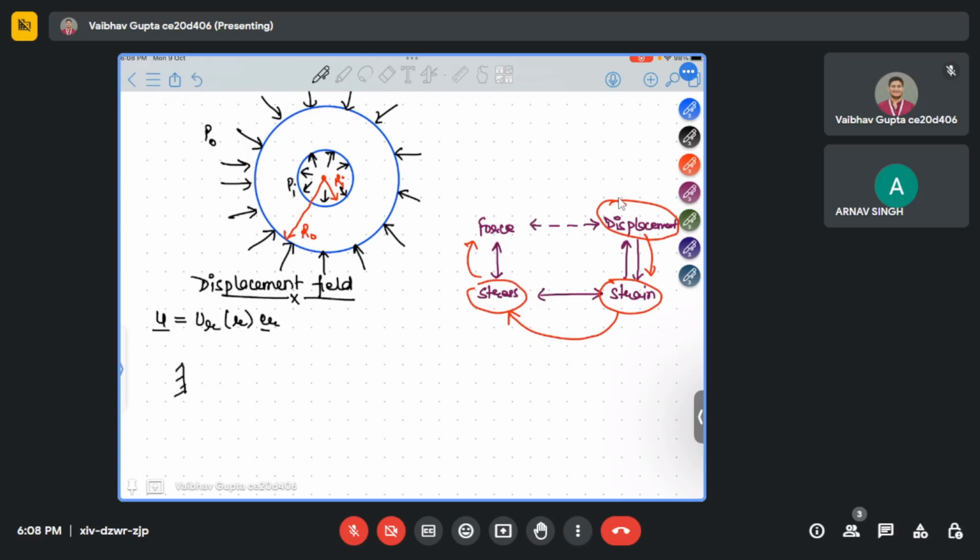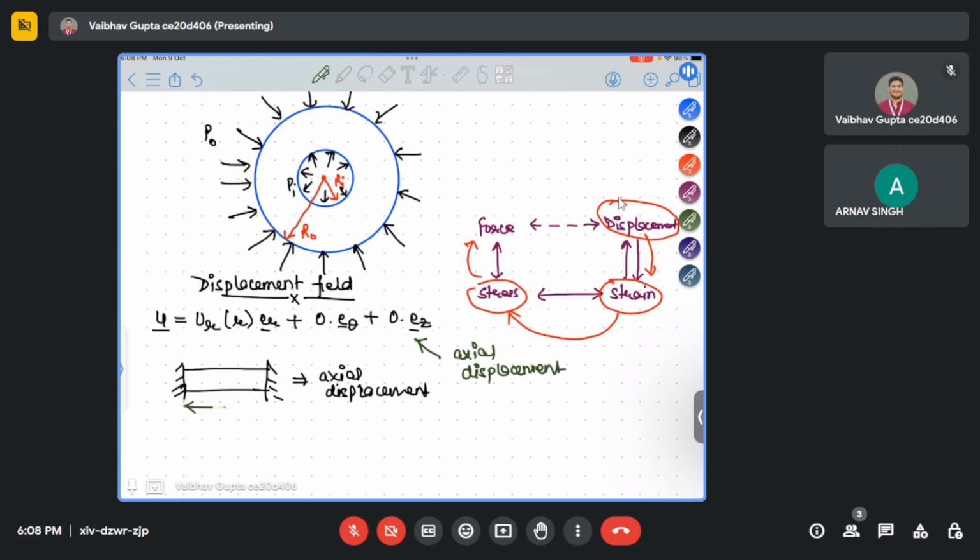Suppose your pipe is like this. What does this mean? Suppose your pipe is like this, both ends fixed, so it cannot change its length, because both ends are fixed. So we are not assuming any axial displacement. 0 dot e theta plus 0 dot ez. So ez represents your axial displacement. Understood? What do you mean by axial displacement? This length.